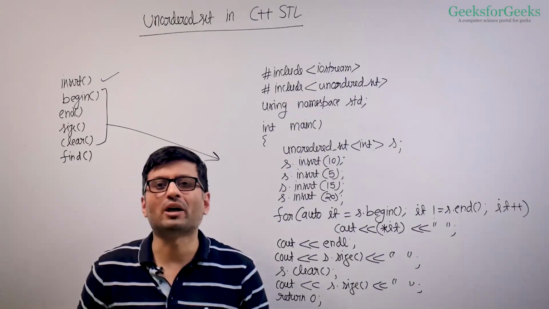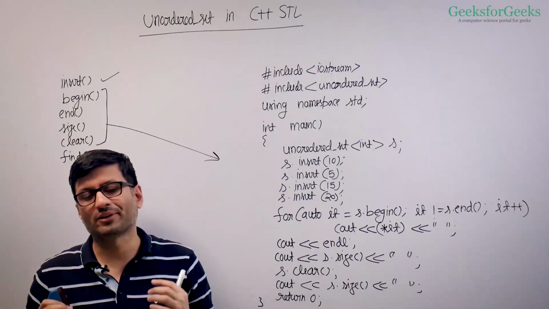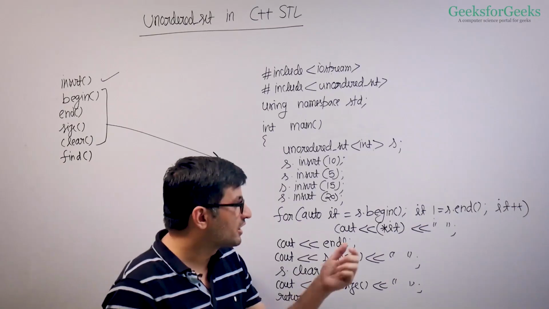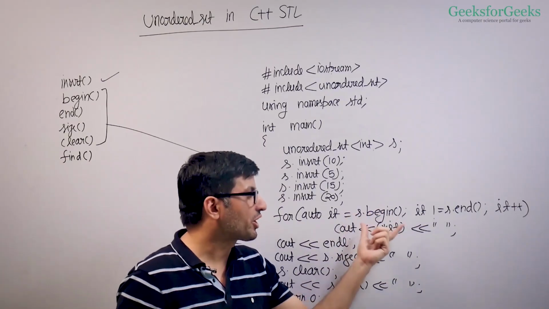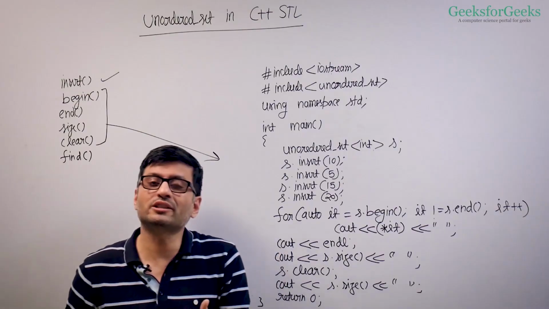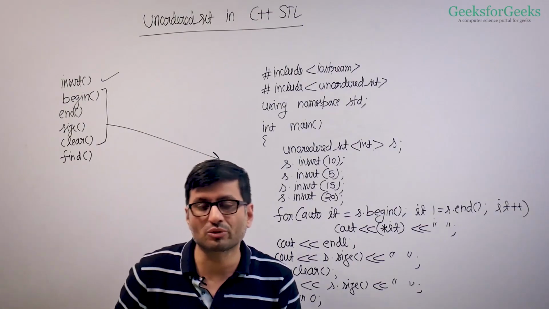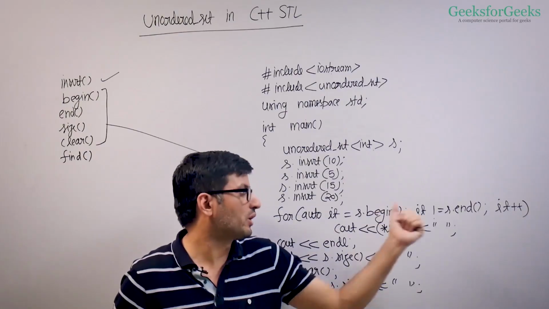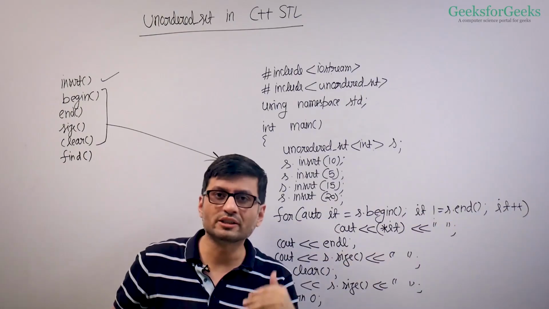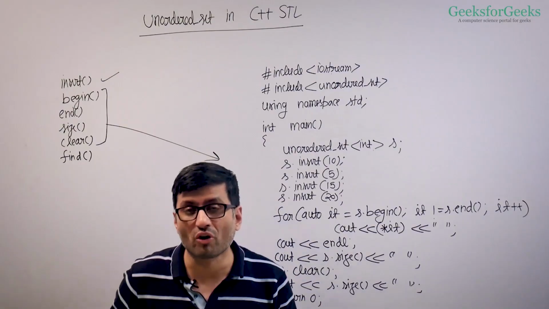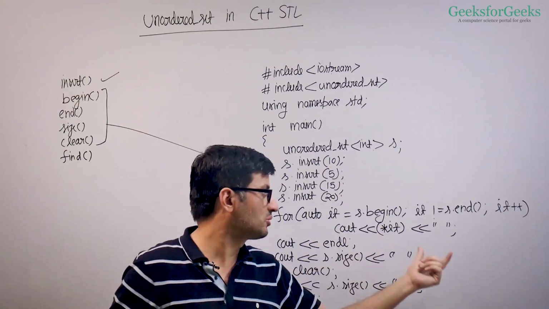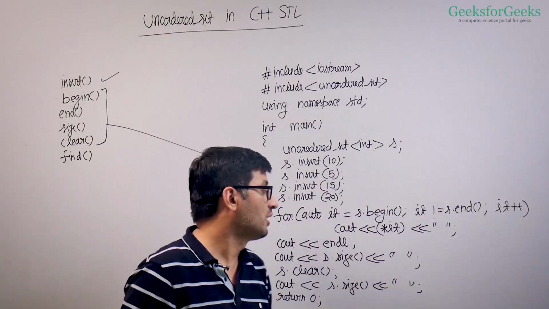Let us now talk about some functions on unordered set. So the begin function and end function, we have been talking about them. What does the begin function do? It returns an iterator to the first element. What does the end function do? It returns an iterator which is beyond the last element, right? It is used to check whether we have reached the end or not.